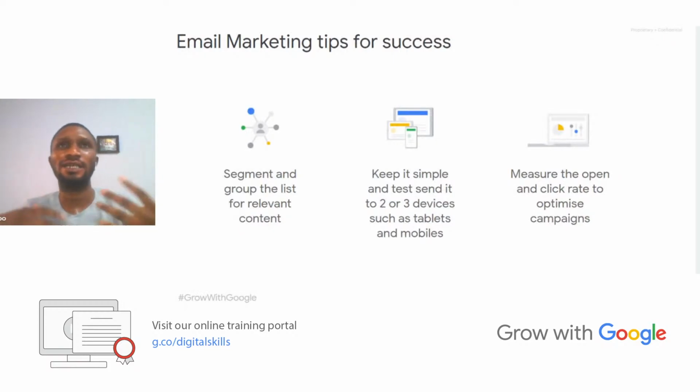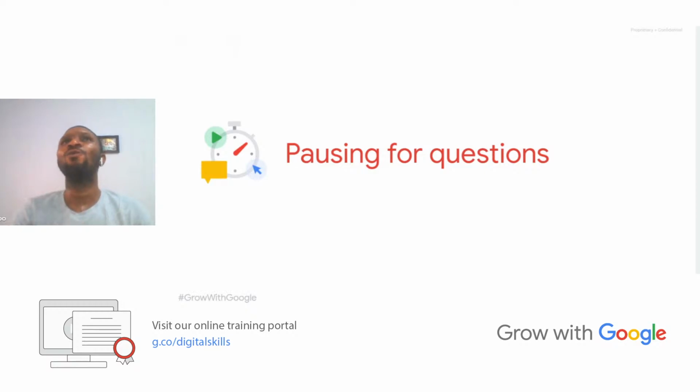Measure the open rate and the click rate, see what's working and what's not working, and make sure you're optimizing that. A whole lot of channels have just gone over, and we have one more section to go. That's where we'll guide you on how to build that digital marketing strategy of yours.